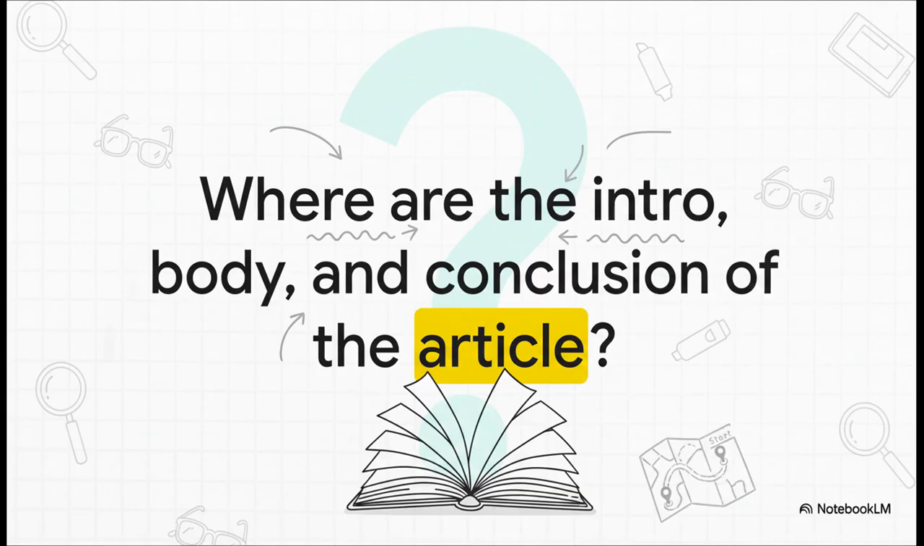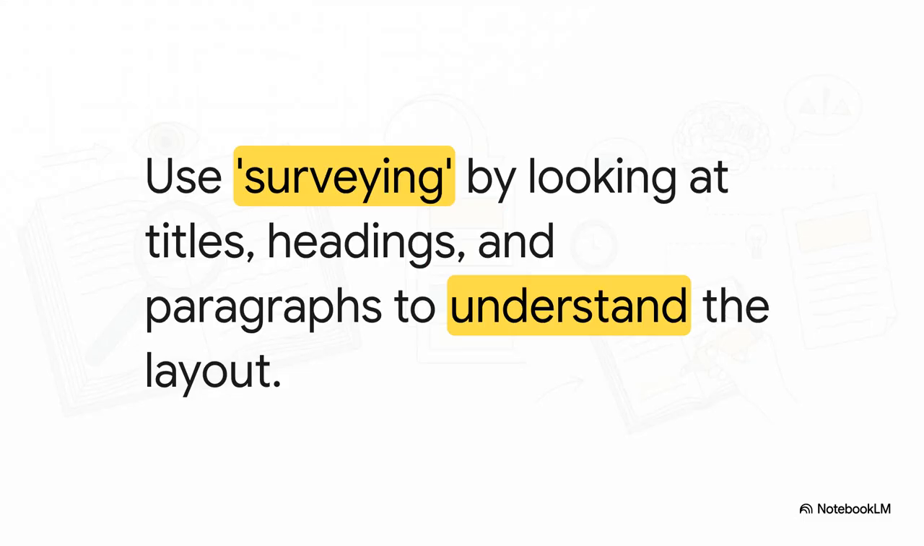Where does the article begin? Where's the main discussion? And where does it wrap up? Finding these key landmarks gives us a mental map of the whole text. And the technique we use for this is called surveying. It's a really quick scan. You're not reading for deep detail here. Instead, your eyes are just jumping to the title, any headings, and maybe the first and last sentences of paragraphs to see how the whole argument is put together.